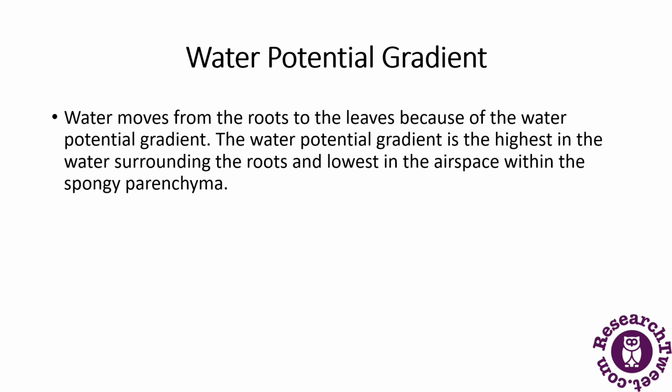Next comes the water potential gradient. Water moves from the roots to the leaves because of the water potential gradient. The water potential is generally the highest in the roots, in the water surroundings, and the lowest in the airspace within the spongy parenchyma. So this is known as the water potential gradient.